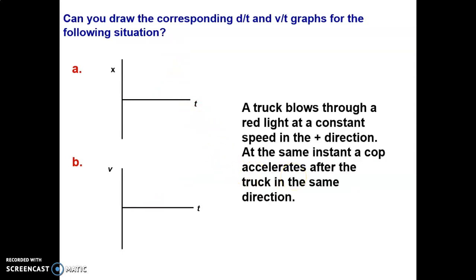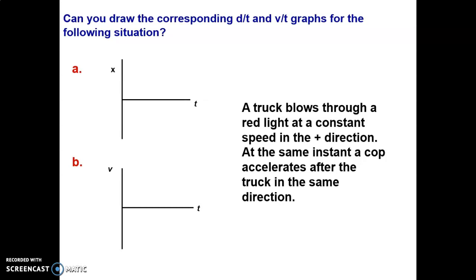This is a question I've asked before in class and on the test. Truck blows through a red light at a constant speed. So maybe the person driving that truck has it on cruise and they're not paying attention. Maybe they have headphones on. I've seen people driving with headphones and it scares me because they don't always know what's going on around them.